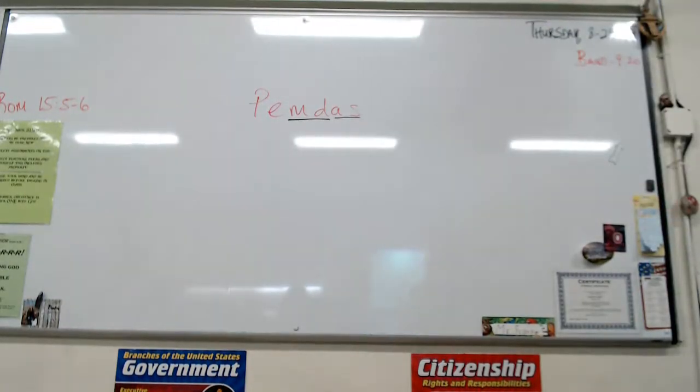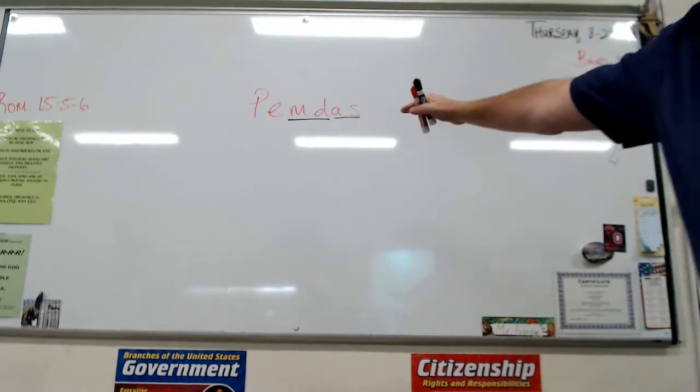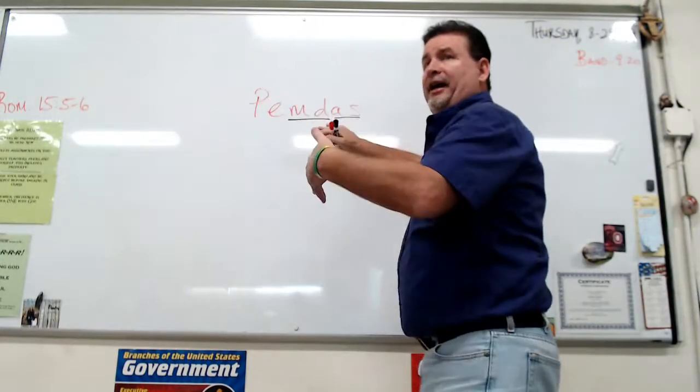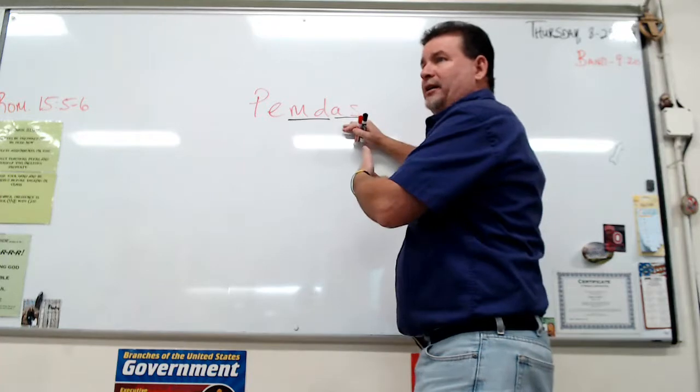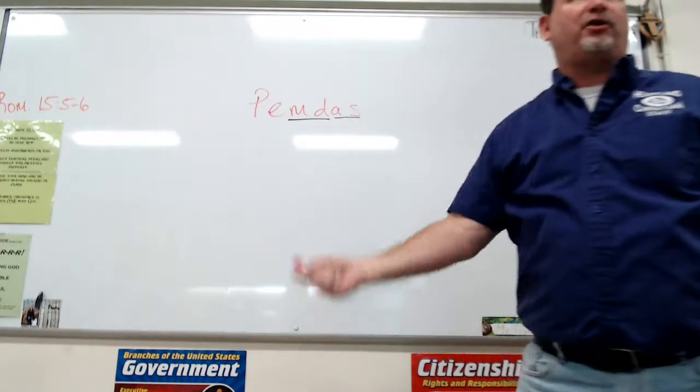Yes, sir. 40. He says 40. Who agrees? You first have to multiply, going left to right, 10 times 6, 60. Then you subtract 60 minus 20, 40. Number 3, let's go faster.